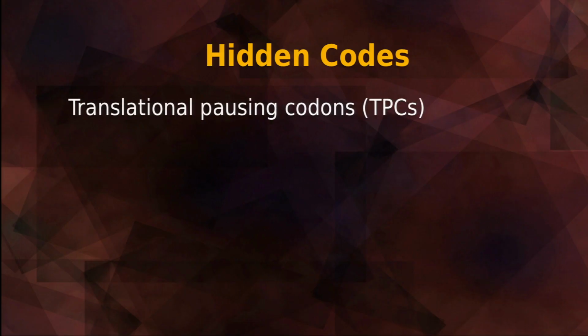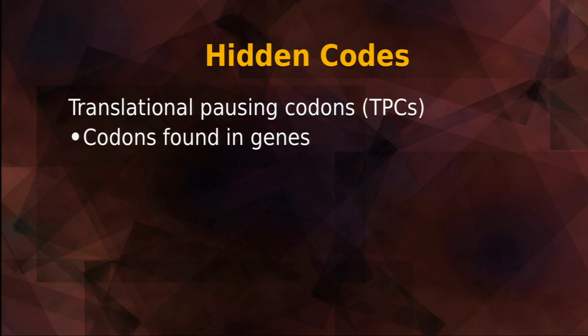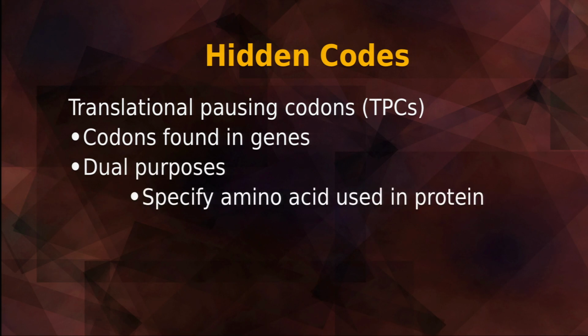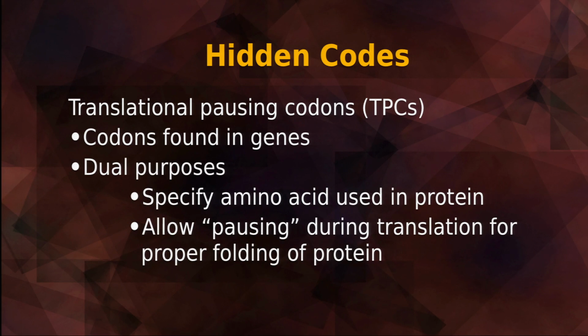And I've termed these translational pausing codons, TPCs. Now they're also codons found in genes, but they're not involved in regulation. They're involved in something else. They have a dual purpose. They specify the amino acid. Okay, that hasn't changed. But now these codons allow for what we call pausing during translation.